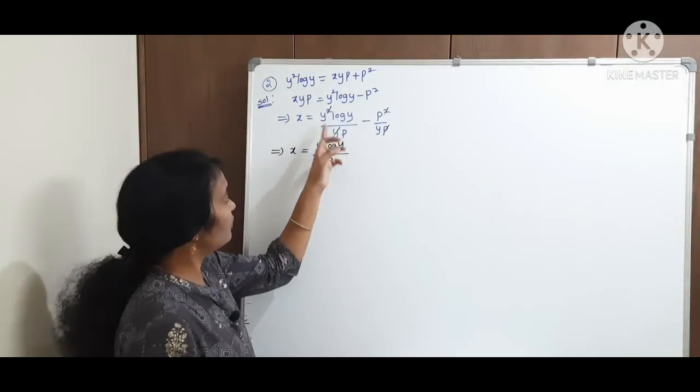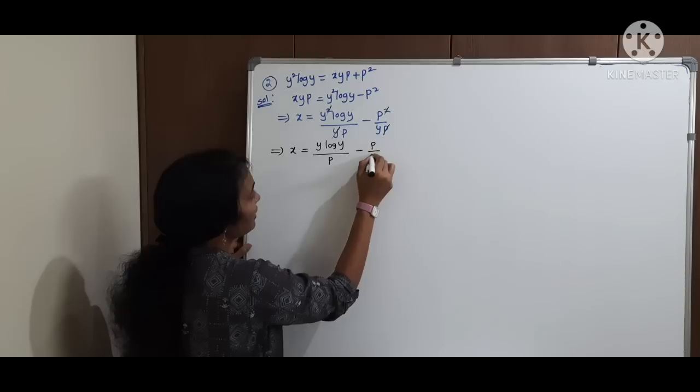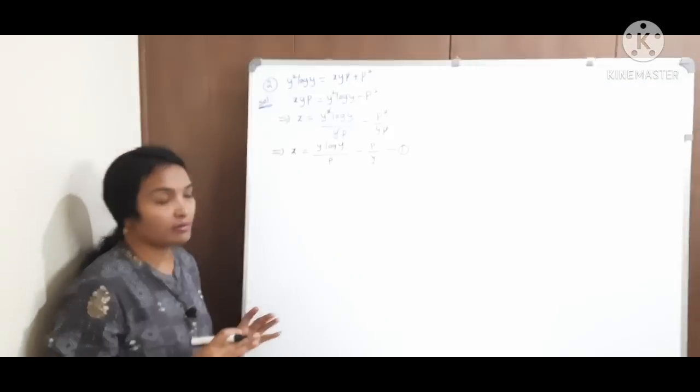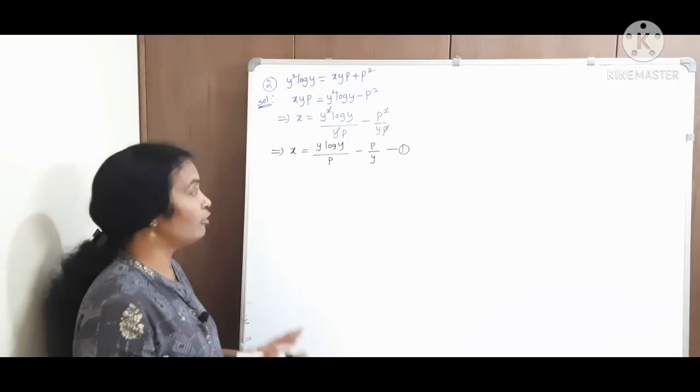Done? Because y cancels, here p cancels. In the numerator only 1p is there. Okay, our first case is done. What did I say? x equal to f of y comma p format la rayali.